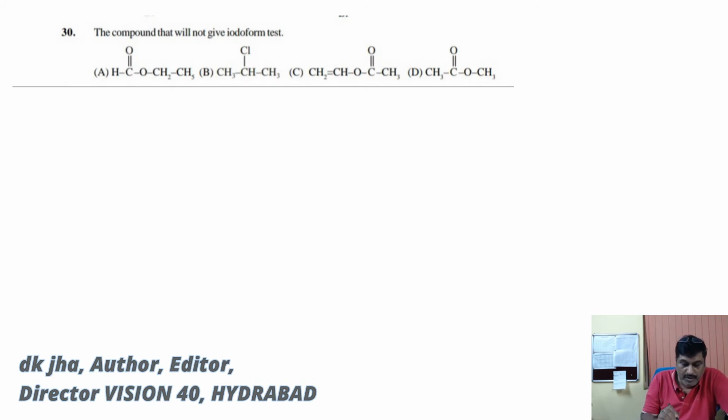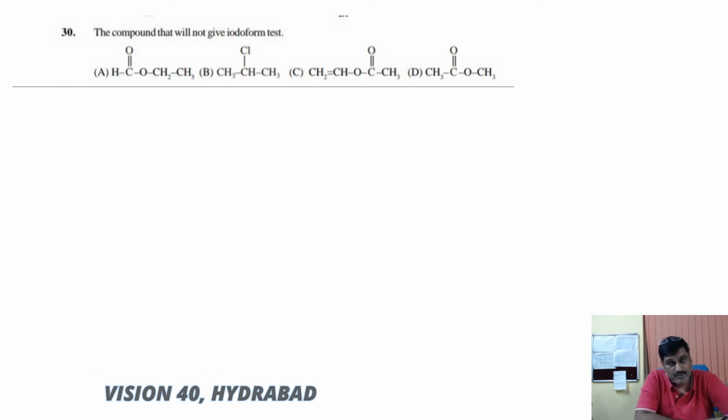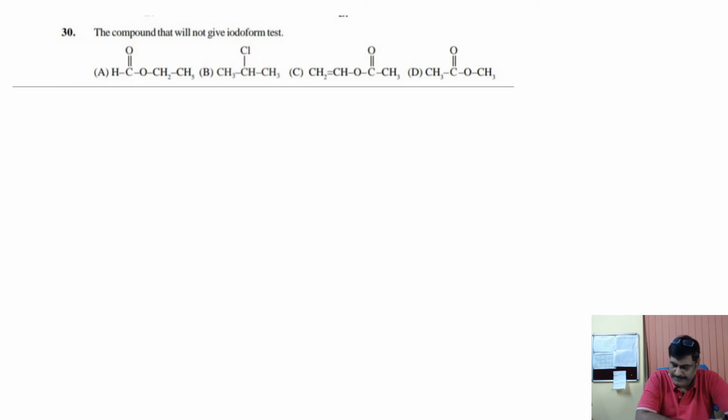So think here the A option. Let's explore all the options. Learning is important, not finding one solution. That's why I explain each and every option, right? Here I take the option A. You see this one, HO minus, and there the I2. This one is the condition.